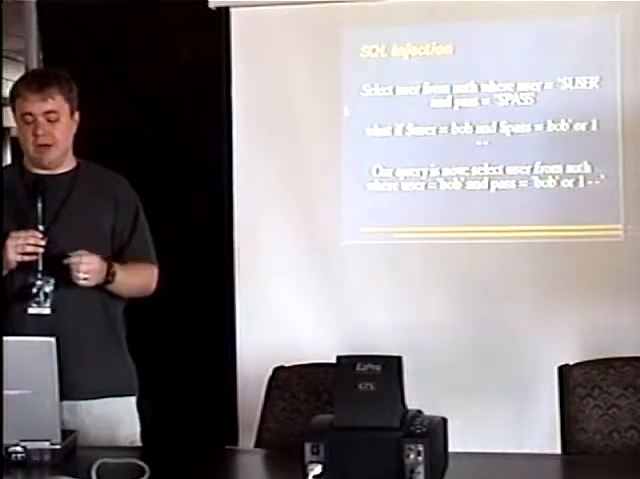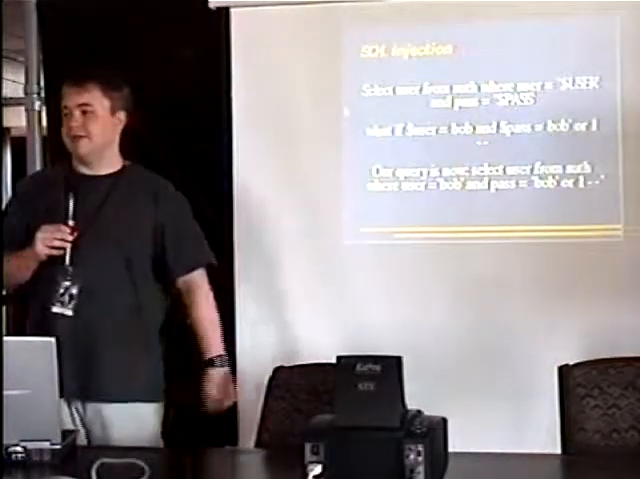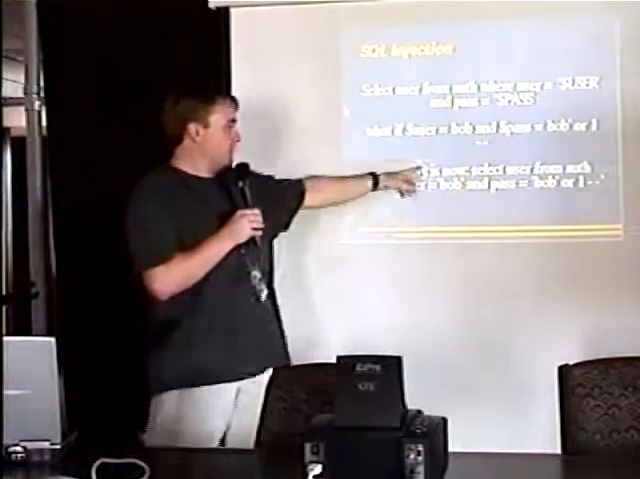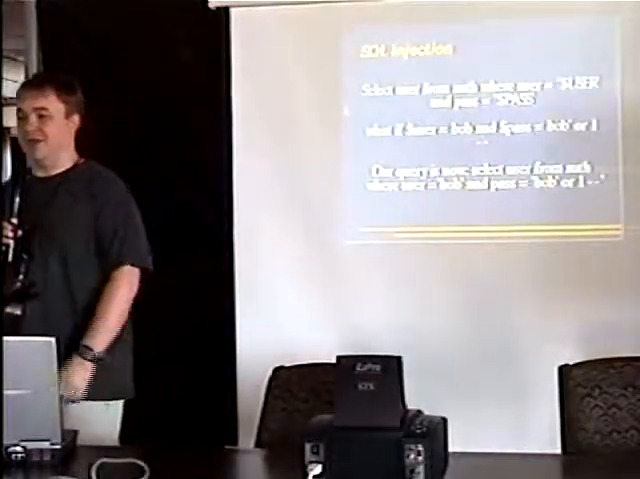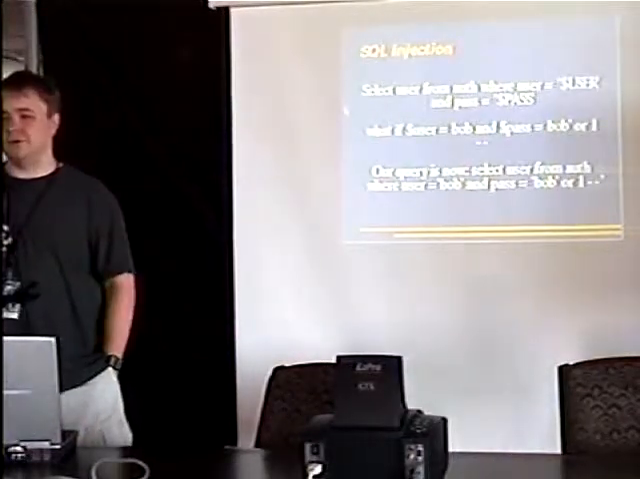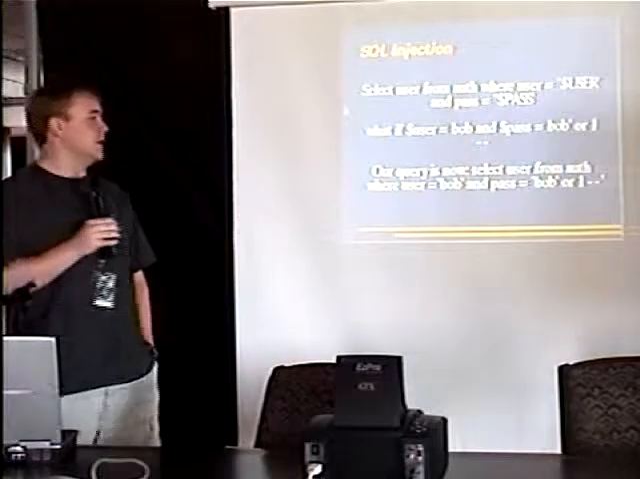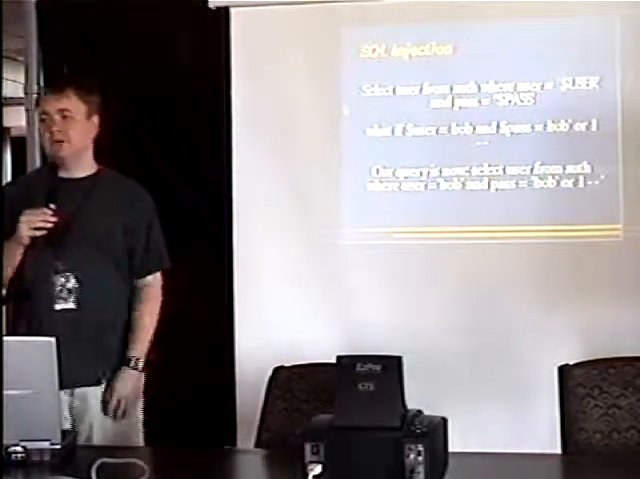But what if the user equals Bob and pass is equal to Bob, single quote, OR 1, dash dash, with dash dash starting a comment? Your query now looks like SELECT user FROM auth WHERE user = Bob AND pass = Bob OR 1. So one is true, you're in. That's a good example of how you can get into a site. This works on many sites. And you could also, of course, do any other kind of query just by putting a semicolon at the end of that.